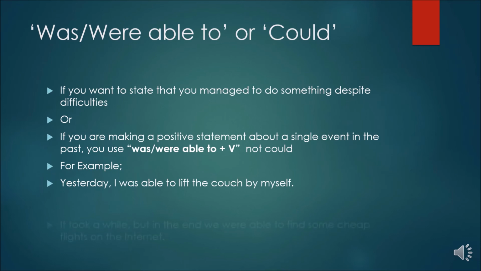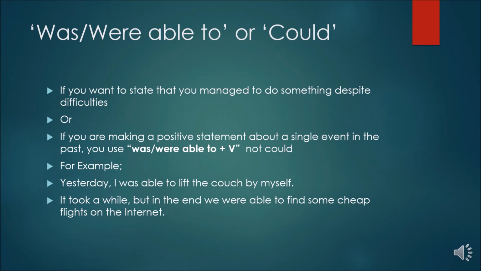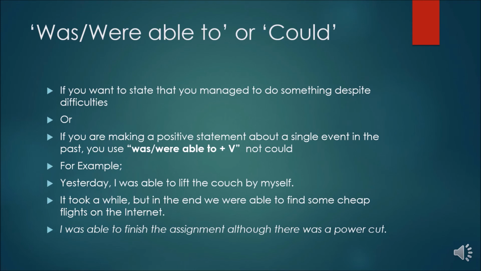Another example. It took a while, but in the end we were able to find some cheap flights on the internet. It was difficult, we searched and searched and searched. Finally, we were able to find one. Or this one. I was able to finish the assignment although there was a power cut. Finishing an assignment when there is a power cut is a difficult task. Also, it's a single event. So, we should use was, were able to instead of could.